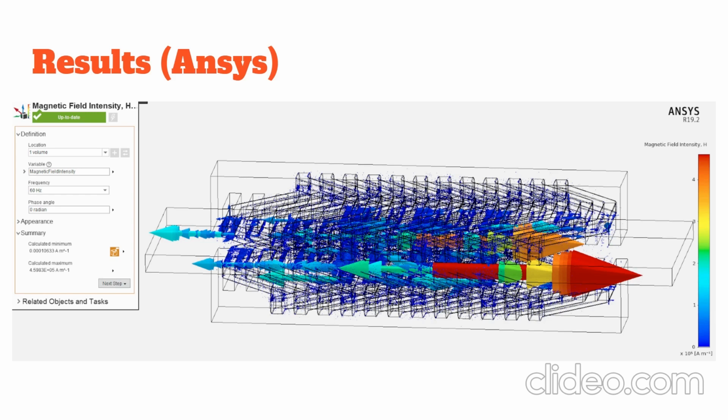The maximum magnetic field intensity is 4.5 to the power of 5 amp per meter. More of the magnetic flux density and magnetic field intensity point to the left. Because of the end effect, a small amount of magnetic flux density and magnetic field intensity point to the opposite direction.